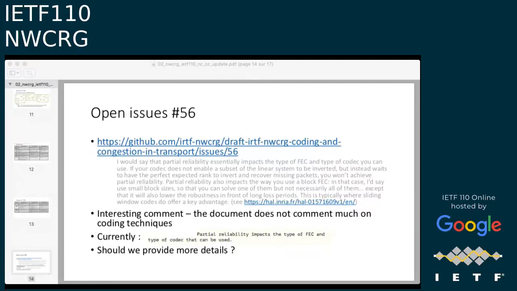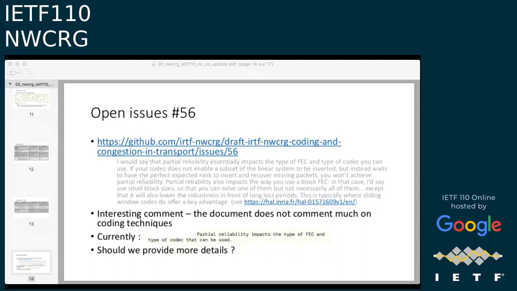So yes, I think this issue is pretty easy to address. If you just mention, for instance, that we can have block versus sliding windows, it can impact that. It can also be a matter of having small versus medium or large block sizes, or also the possibility to solve a subset of the linear system. If you add this kind of precision, I think it will solve this open issue. So we have noted that down. It's not a big deal, I would say, to address my comment. So next slide.